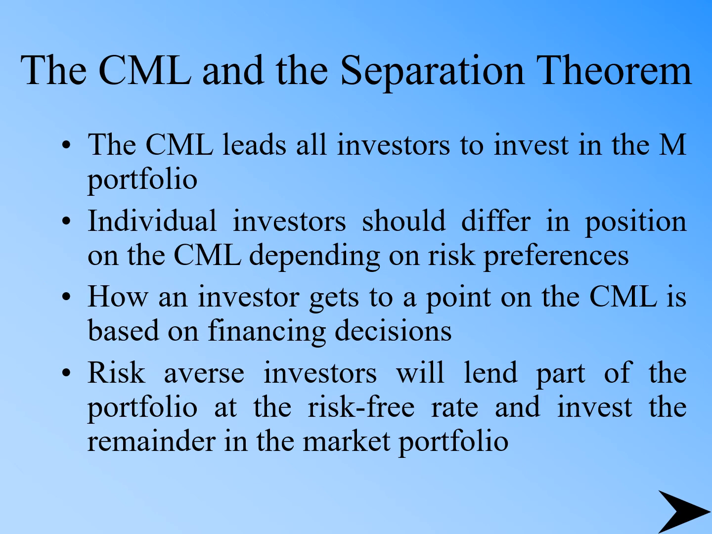Risk-averse investors will lend part of the portfolio at the risk-free rate and invest the remainder in the market portfolio. As you know, by buying treasury securities or risk-free securities, and the remaining portion he can invest in the market portfolio. In this way he can take a position on the capital market line below the M portfolio.